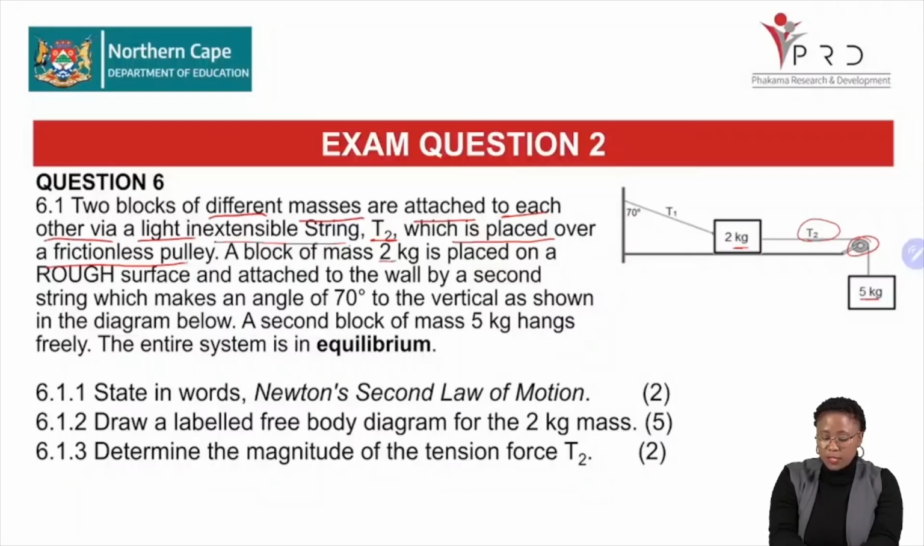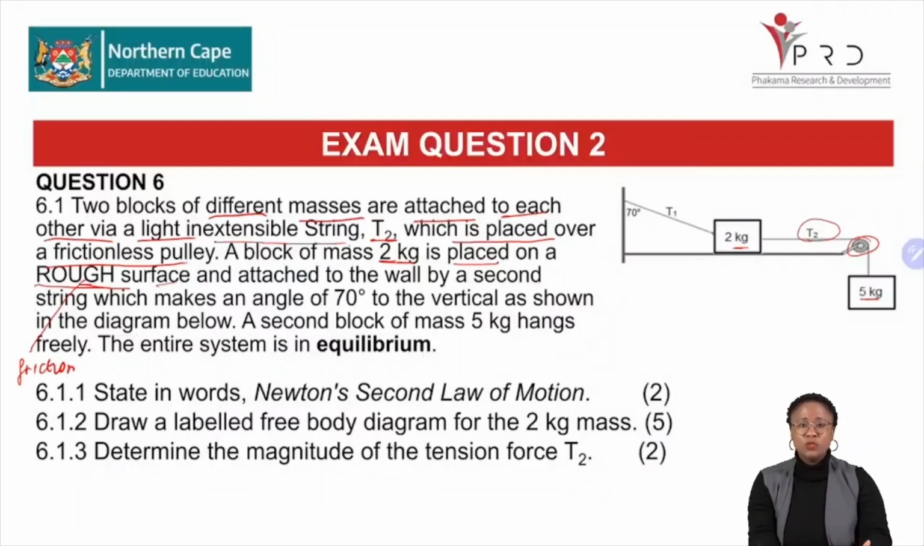A block of mass 2 kg is placed on a rough surface. The moment I see the word rough, I know there is friction. We are dealing with friction force. The next thing I need to figure out is whether the objects are moving or not moving.